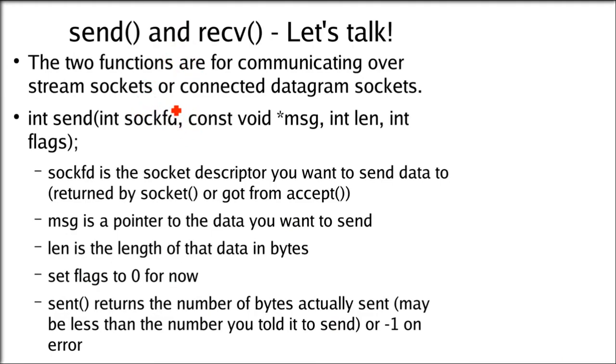We send and receive. The two functions for communicating over stream sockets, or it can be datagram, UDP versus TCP. For send, the first parameter is sockfd, the socket descriptor you want to send data to. This is returned by socket, or you can get it by accept. Now the message is a pointer to the data you want to send. Length is the length of the data in bytes you want to send. And flag is, of course, let it be 0 for now. Send returns the number of bytes actually sent. It may be less than the number you asked to send.